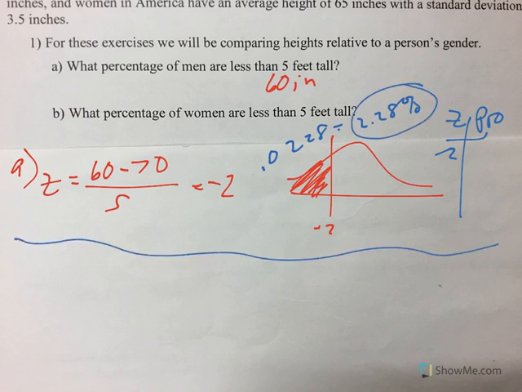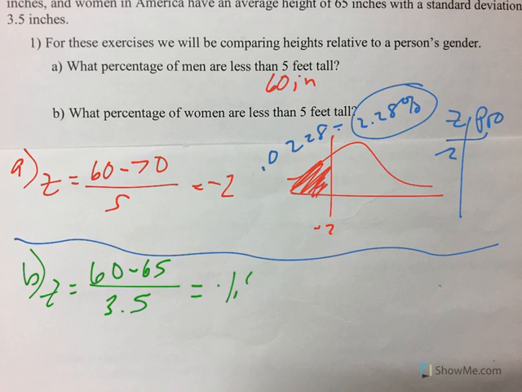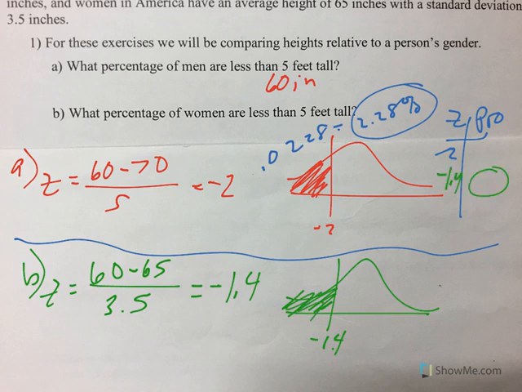Okay, well, now let's answer the same question for women. What percentage of women are less than 5 feet tall? So now we're talking value minus the mean. Remember, women's mean is 65, and their standard deviation is 3.5. So that gives me a z-score of -1.4. So here's -1.4. Again, I'm looking to the left. So now in my z-score table, I'm looking for a -1.4, which gives me 0.0808, or 8.08% of women are shorter than 5 feet tall. So very different when you're comparing to your own gender.